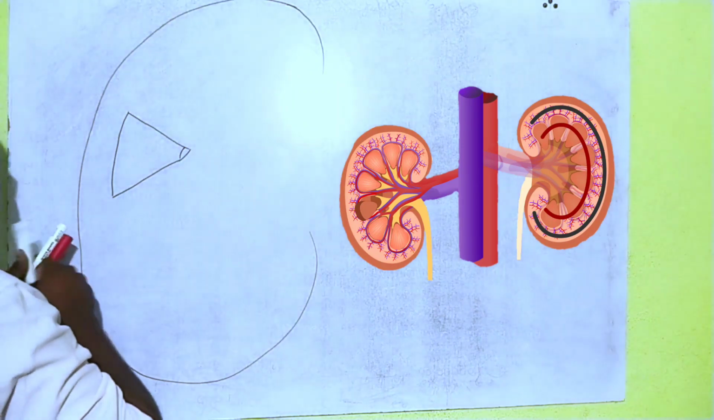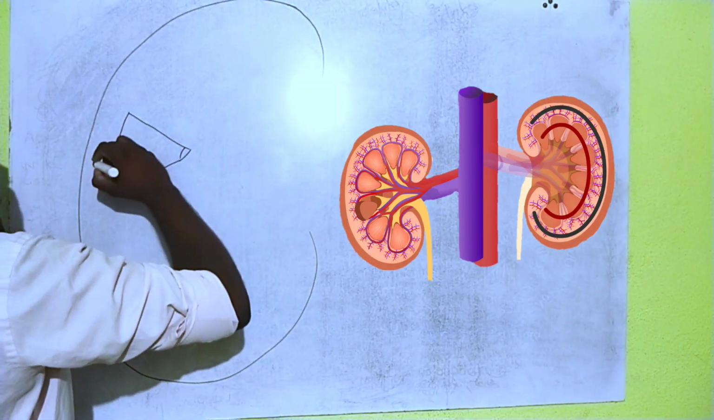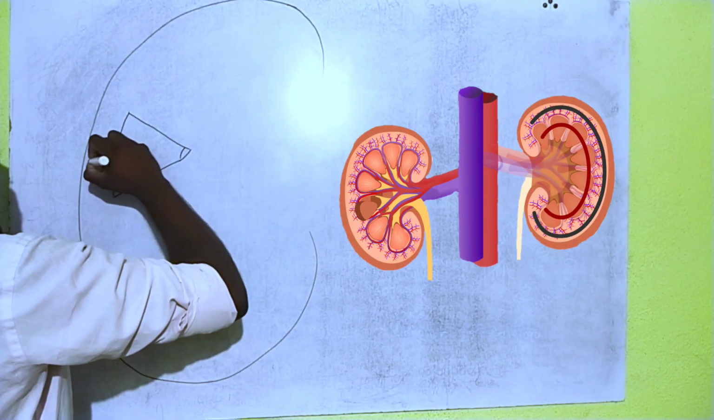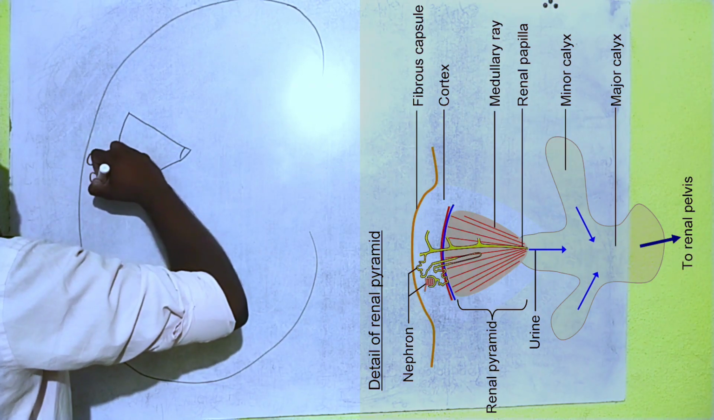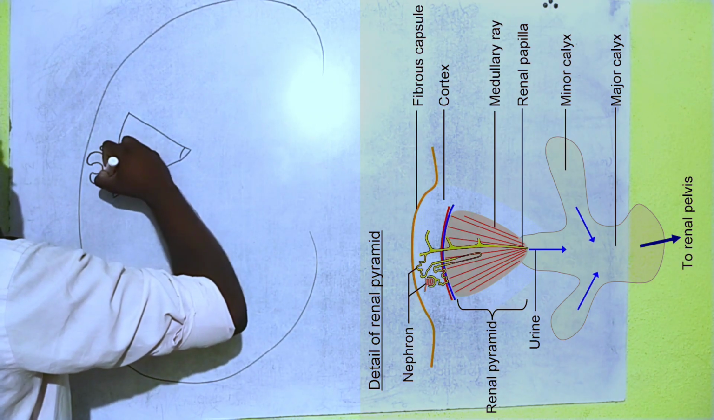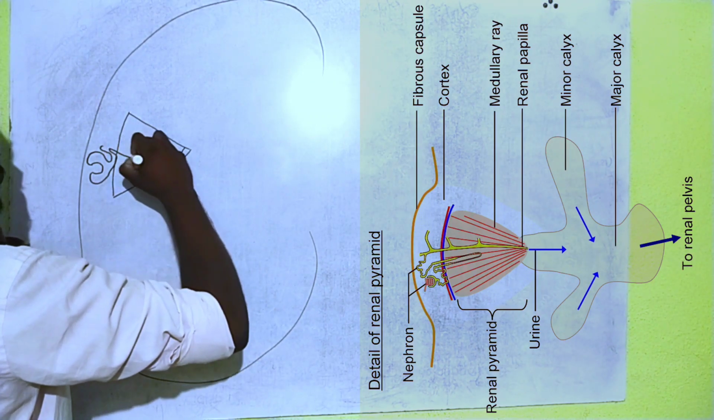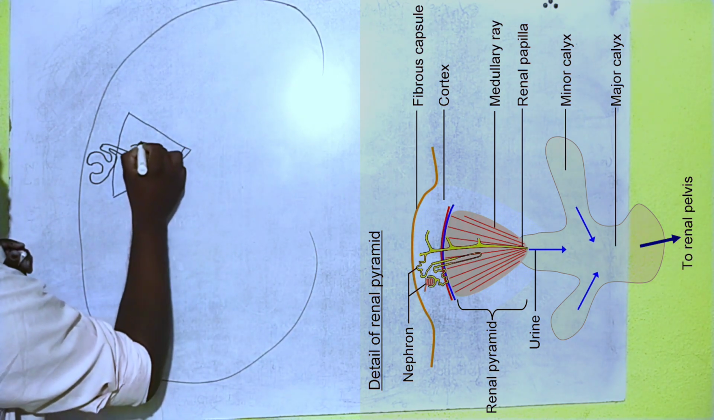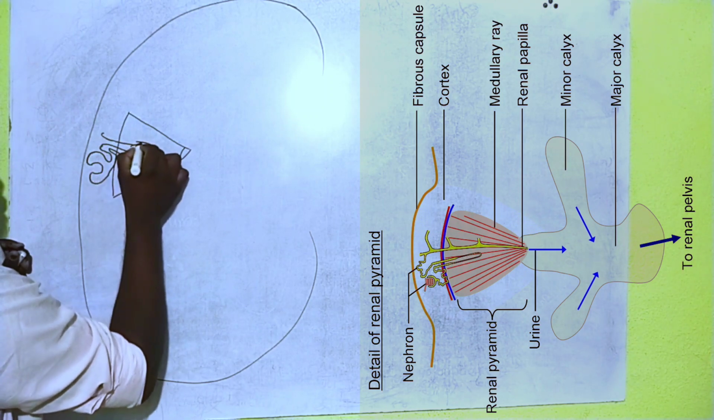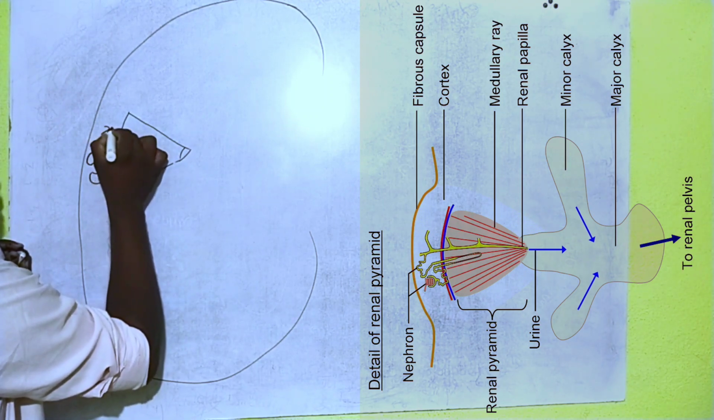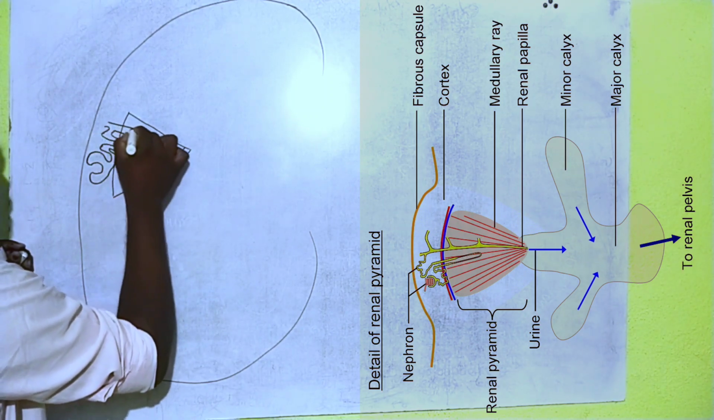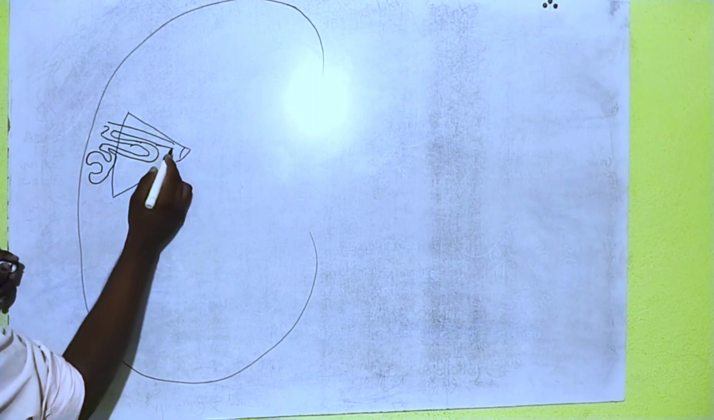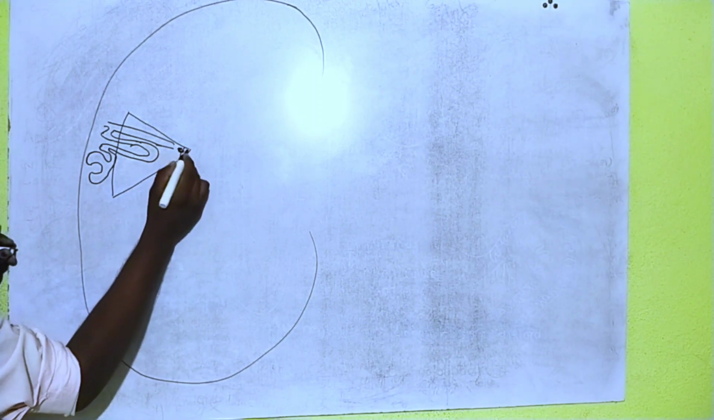I make a nephron here. This is the cortex region. I make one nephron. Approximately 1 million nephrons are present in a kidney. So this is a nephron. This is the loop of Henle here. The loop of Henle moves to the coil, and finally the collecting duct. This collecting duct opens into the pyramid.